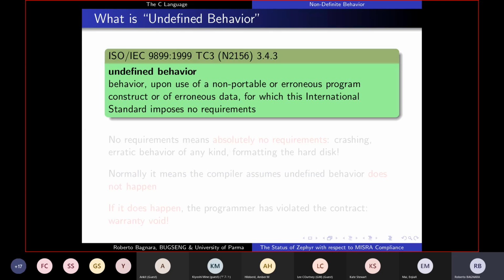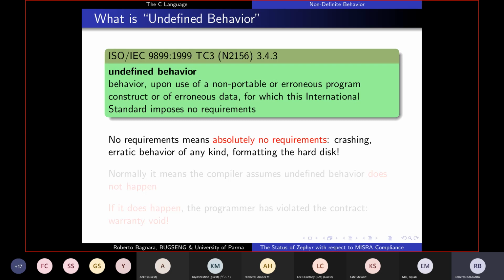So due to this, there are behaviors in C that are not completely defined. There are several varieties of not completely defined behavior. We start from the most dangerous one, which is called undefined behavior. This is behavior whereby if you use non-portable constructs or data or something similar, the standard does not impose any requirement, meaning absolutely no requirement. So the application that engages in undefined behavior may crash, may do just anything, including formatting the hard disk. This is what is often said to people that don't get it.